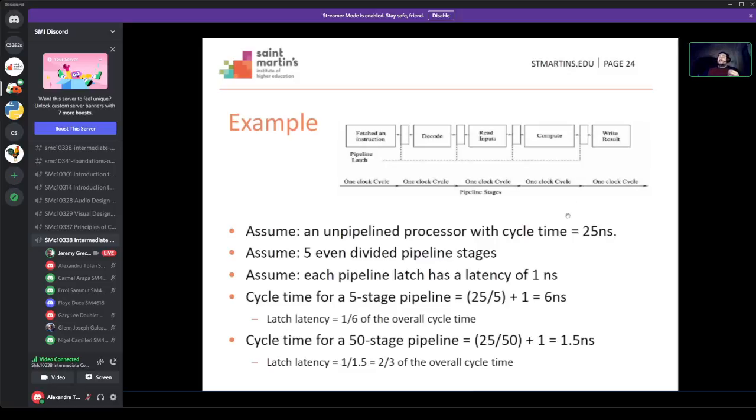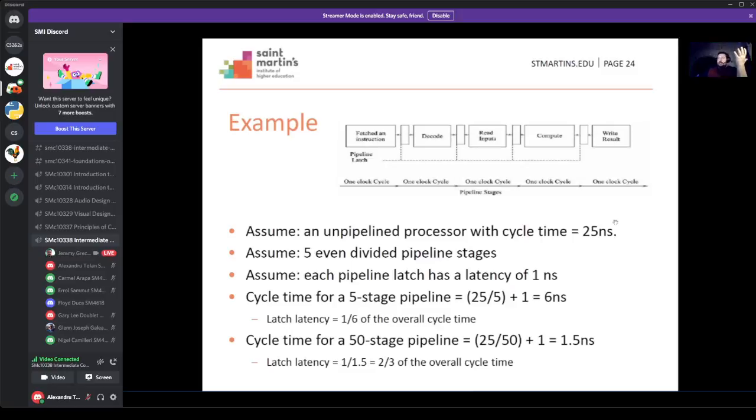Let's then say that each pipeline latch takes 1 nanosecond. So 1 nanosecond of latency, of execution time that the CPU is never going to recover from, essentially, because it's wasted. Then essentially, what we can say is that each clock cycle is going to be 5.